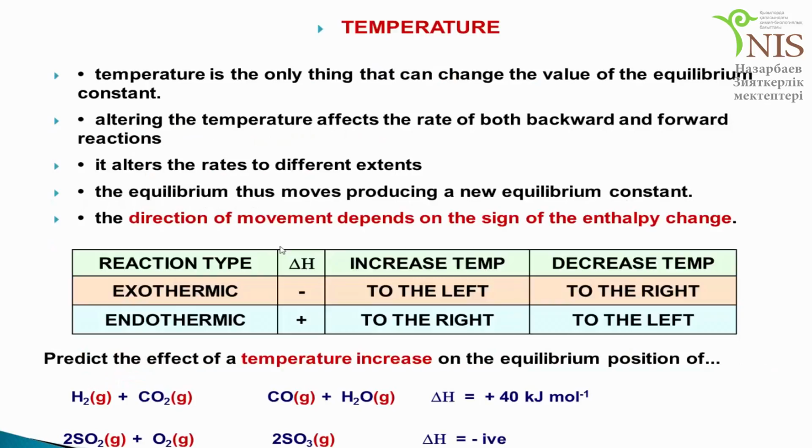Temperature is the only thing that can change the value of the equilibrium constant. Altering the temperature affects the rate of both backward and forward reactions. It alters the rates to different extents. The equilibrium thus moves, producing a new equilibrium constant, and the direction of movement depends on the sign of the enthalpy change.